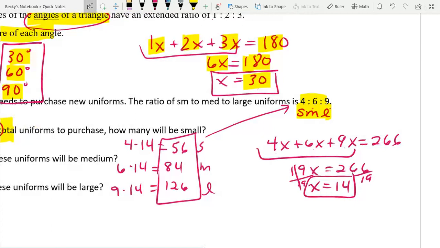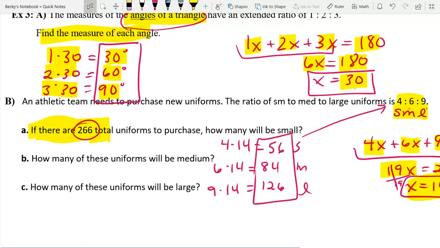So I'm going to take the 4, 6, and 9 and put an X next to them and make it equal to my total, which is 266. And 4 and 6 and 9 added together is 19. And when you divide by 19, you get 14.